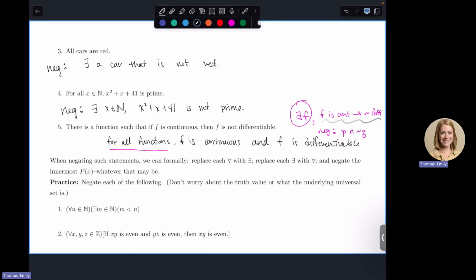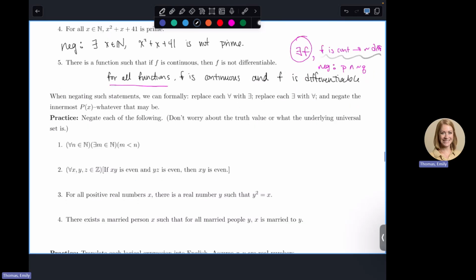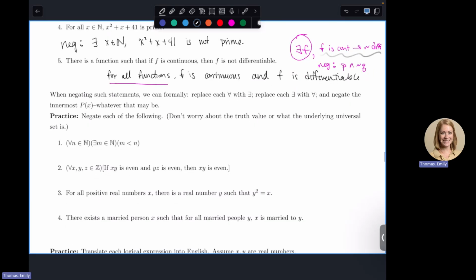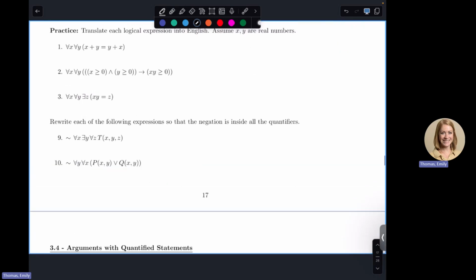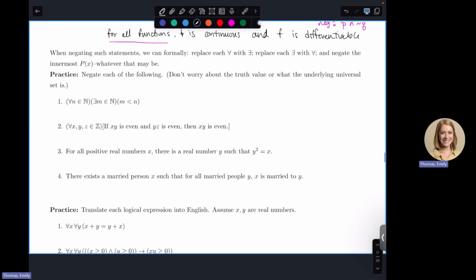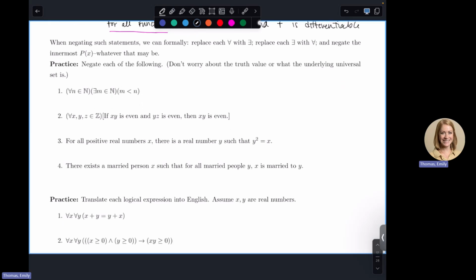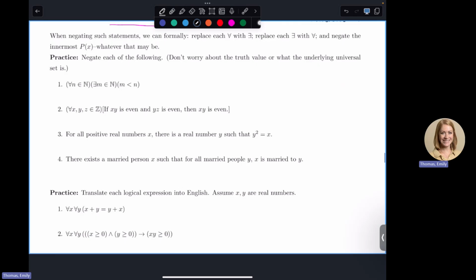Okay. So this is saying what we do. We're going to replace each for all with a there exists, replace each there exists with a for all, and negate the p of x, whatever that is. Okay, so we're going to negate these, still going. We're just still practicing. And then we're still going to practice some more. It's a lot of practice, but we can do it, right? We're making sure we know that we're negating them.